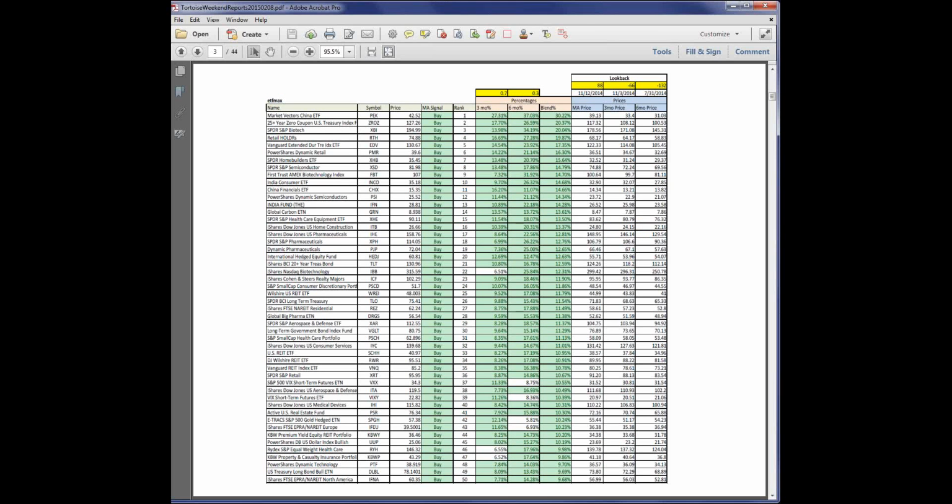This is from the ETF Max. China, biotech, retail, home builders, semiconductors, more biotech, and then China financial. So there's some selected internationals that are doing pretty well, but still being dominated by a lot of REITs, as you can see. So real estate is still strong.